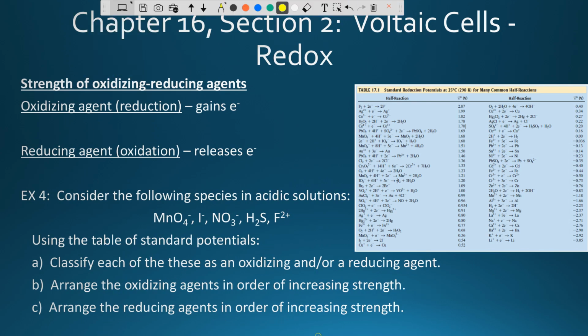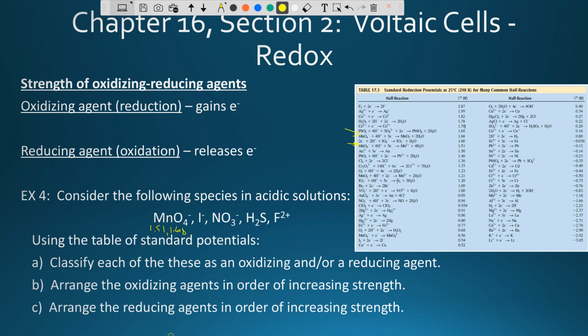If I find my permanganate right there, I see that it has a 1.51. I see it listed in a couple places. We don't know exactly what's going on with it, but I see a 1.51 and I see a 1.68. And so I see a 1.51, maybe a 1.68, depending on what's going on.